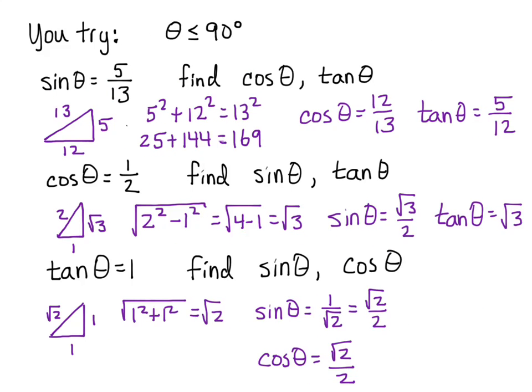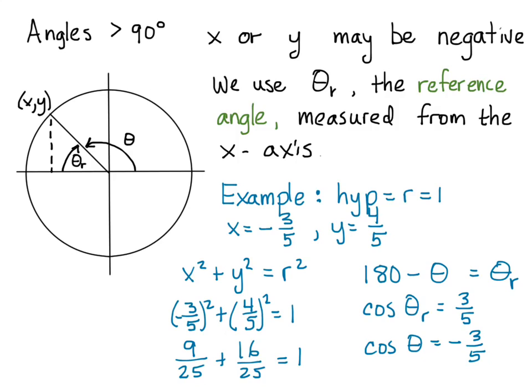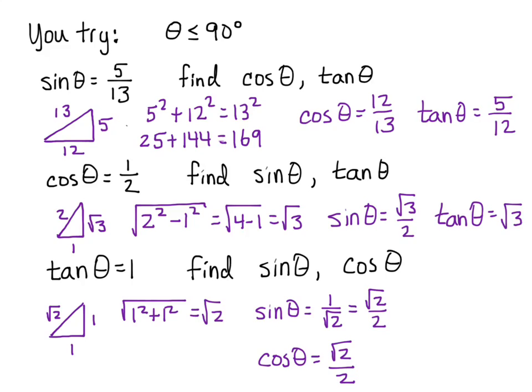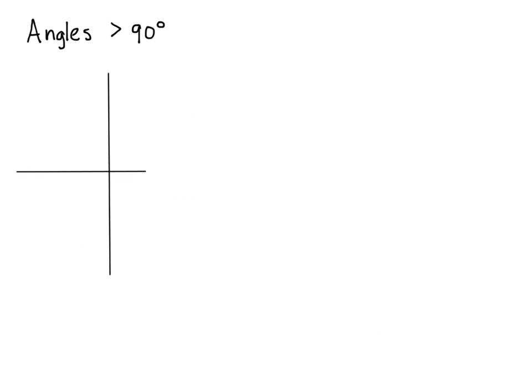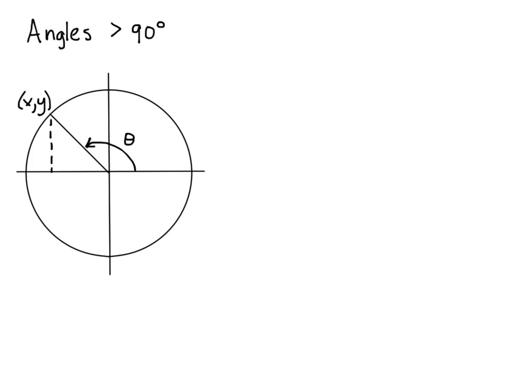Okay, so I had you try a couple of these. And now let's talk about angles that are greater than 90 degrees. All the functions, the 6 trigonometric functions that we're going to be dealing with, are all defined for angles that are larger than 90 degrees. And so one of the things that we're going to do, here let me kind of start this one over just to build it, is we're going to use reference triangles or reference angles in the unit circle.